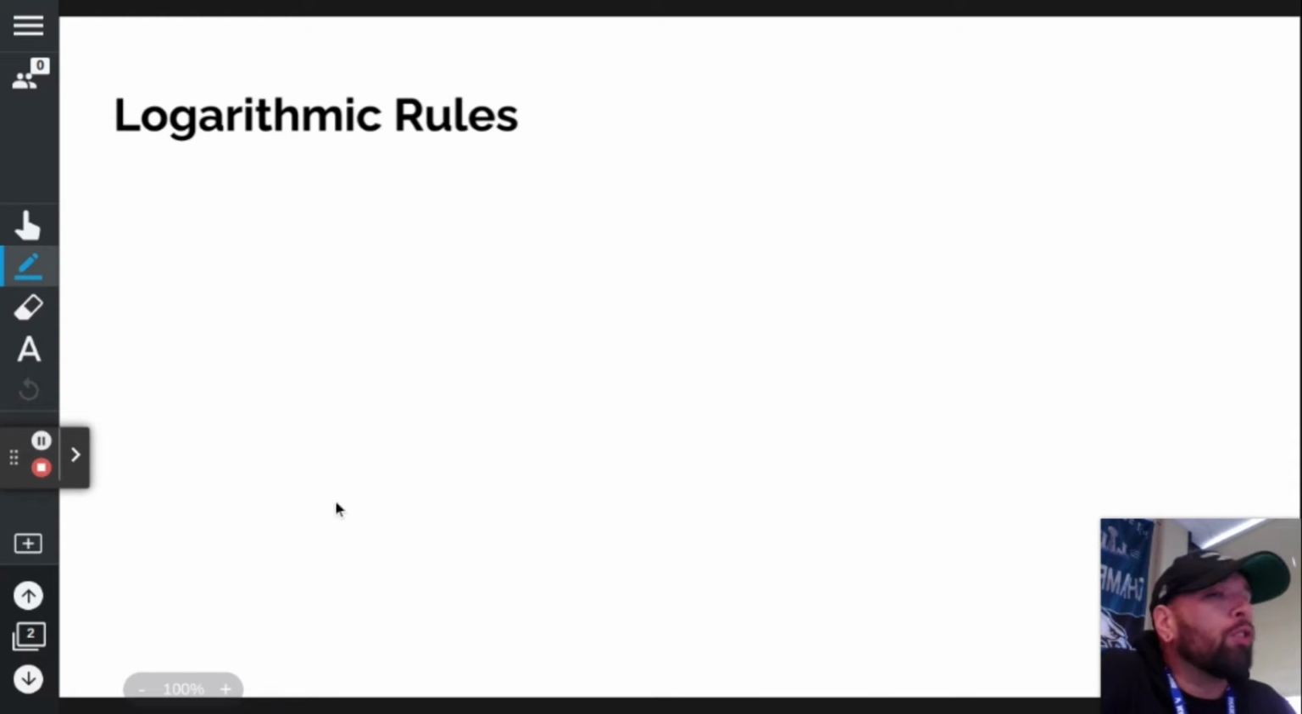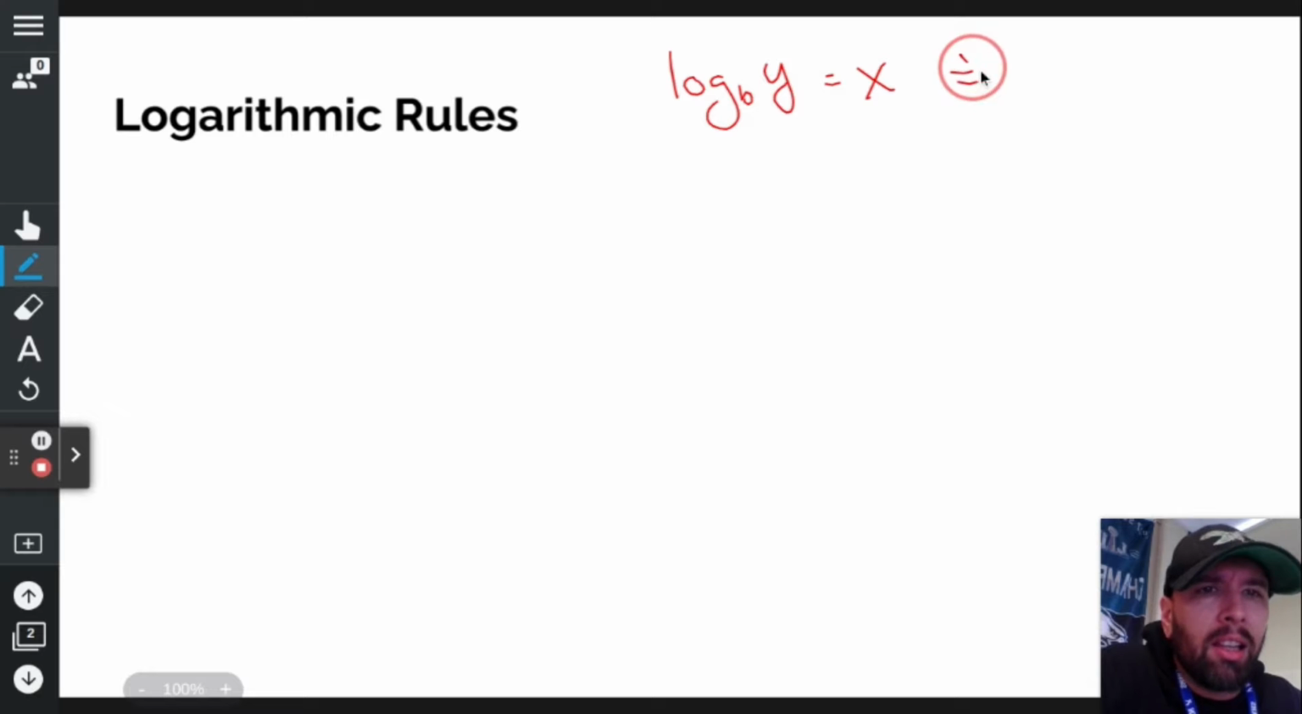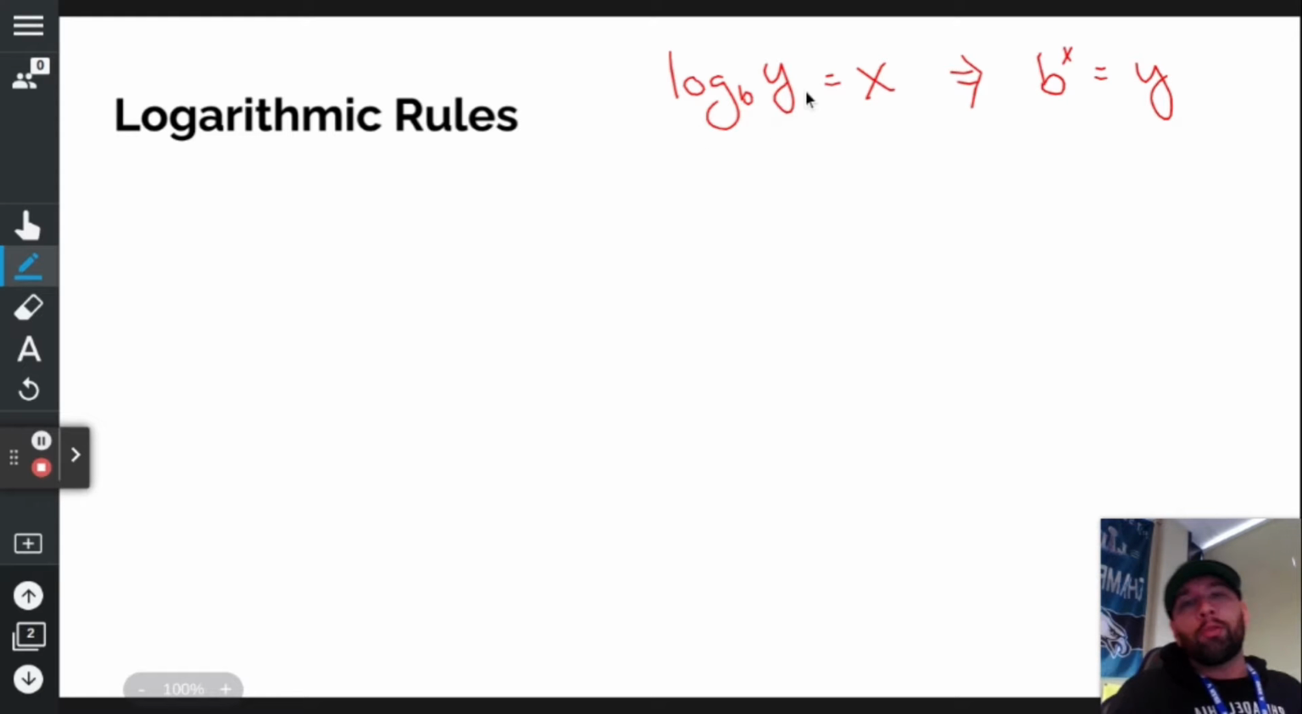Let's talk about the logarithmic rules. There's a bunch of them that we have to know. If I give you something like log base b of y equals x, this is the most basic log rule. We could write this out as b to the x equals y. This is how you shift from logarithmic form to exponential form.